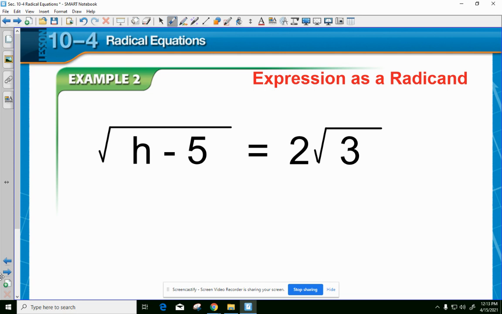So you can't move the 5 in this one. Why not? Hold on one second. Hold your thought for 1 second. Why can I not move the 5? Isn't it because there's not another one on the other side? No. Kylie? If you try to move it, it just makes it h. Oh, that's ultimately what I want. But why can I not move it? Because it's under the radical.